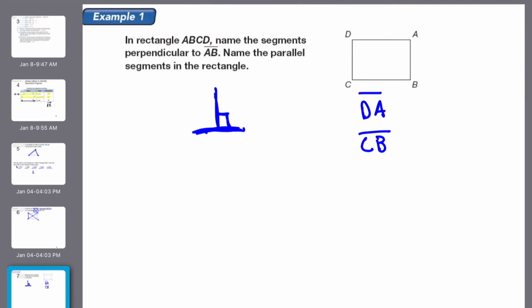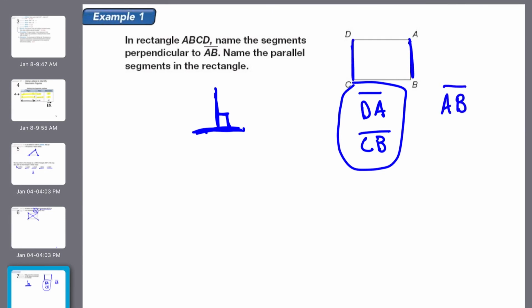Then it says name the parallel segments in the rectangle. Well, these 2 are parallel, and then we have AB and DC are parallel. So AB and DC are both parallel.